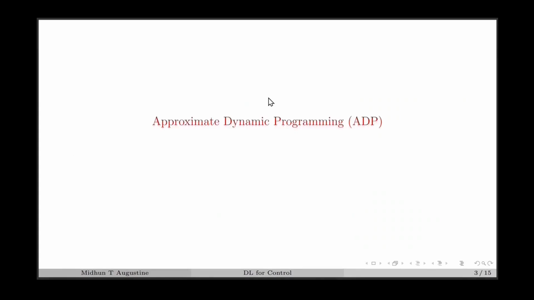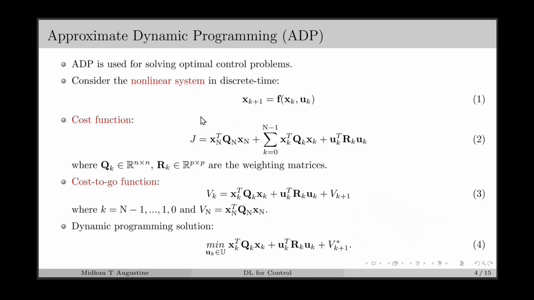Approximate dynamic programming is an algorithm which is used for solving optimal control problems. And in the lecture series on LQR, we have studied that we can solve optimal control problems using dynamic programming. And ADP normally uses the dynamic programming algorithm with approximated cost.